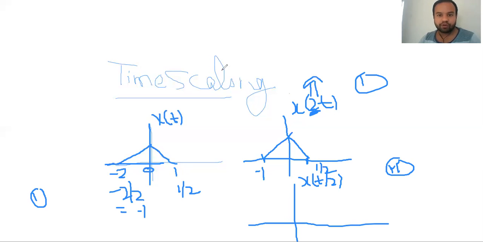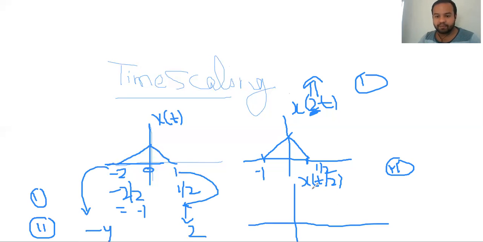Now let us move to the second case. Here you have to draw x of t by 2. Here the number present with the t is half. So you again divide this 1 by half. 1 by half is 2, and 2 by half is minus 4.